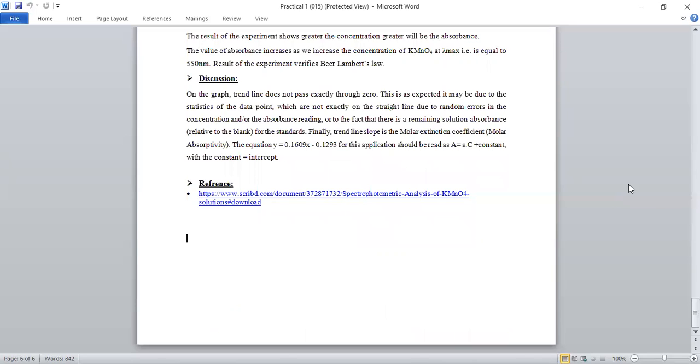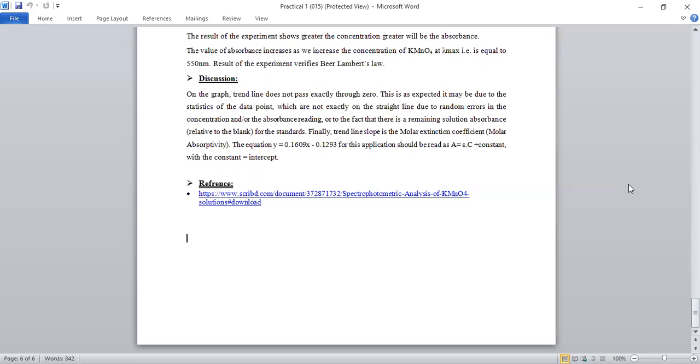Discussion. On the graph, the trend line does not pass exactly through zero. This is as expected. It may be due to the statistics of the data points, which are not exactly on the straight line due to random errors in the concentration or in the absorbance reading, or to the fact that there is a diminishing solution absorbance relative to the blank for the standards.